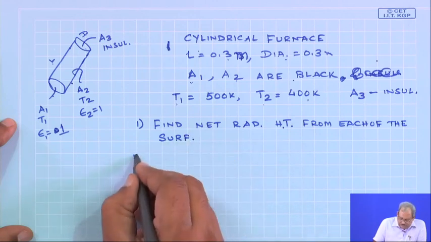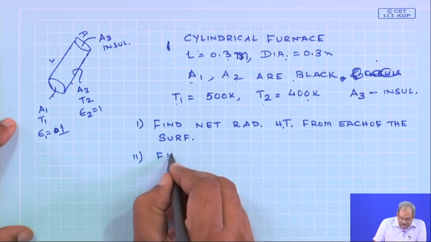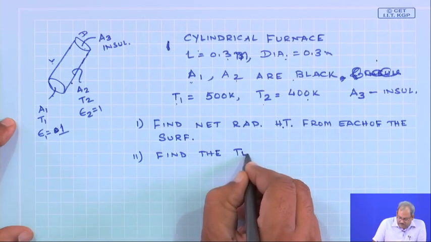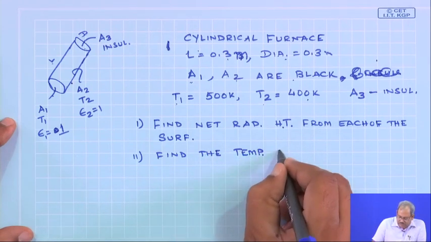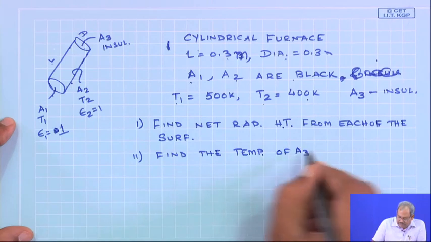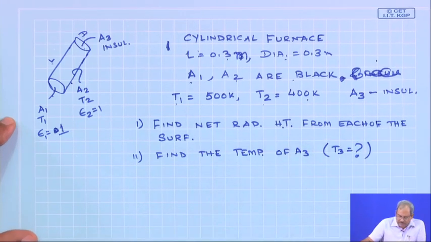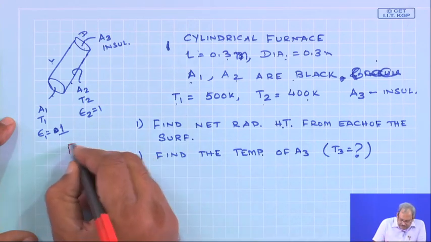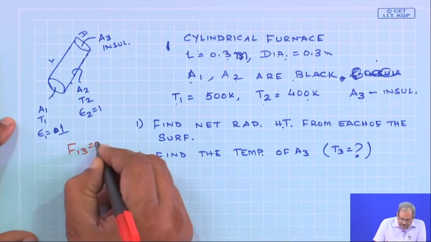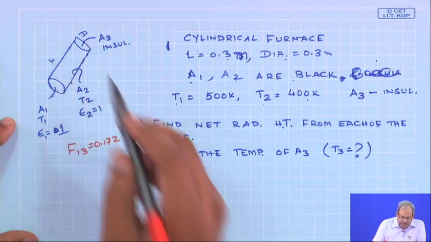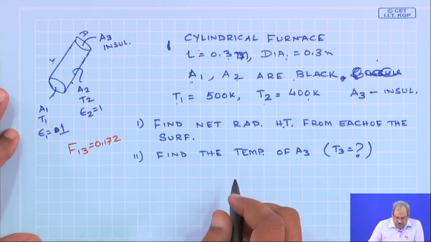And find the temperature of A3, that is, you have to find what is the value of T3. It has been given that for such a system F13 is equal to 0.172. So, F1 to 3 is 0.172.